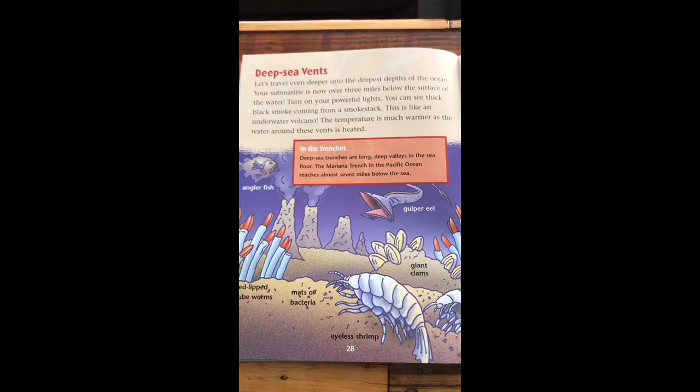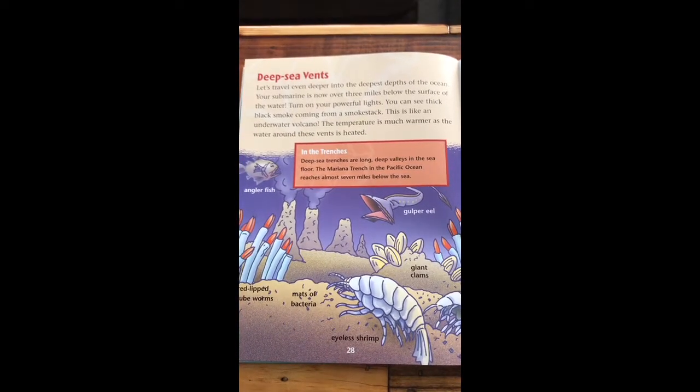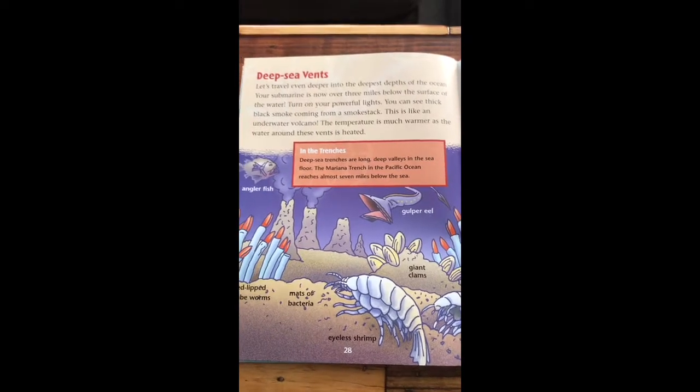In the trenches. Deep sea trenches are long, deep valleys in the seafloor. The Mariana Trench in the Pacific Ocean reaches almost 7 miles below the sea.